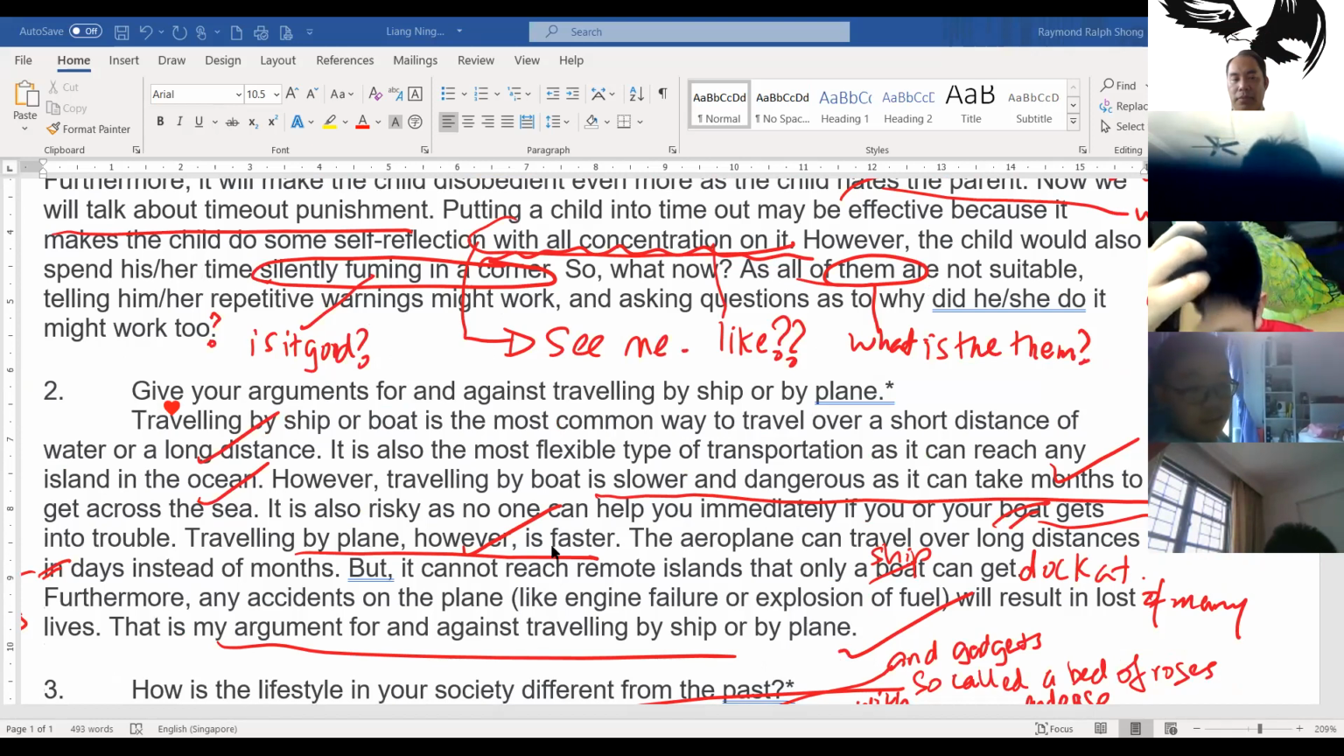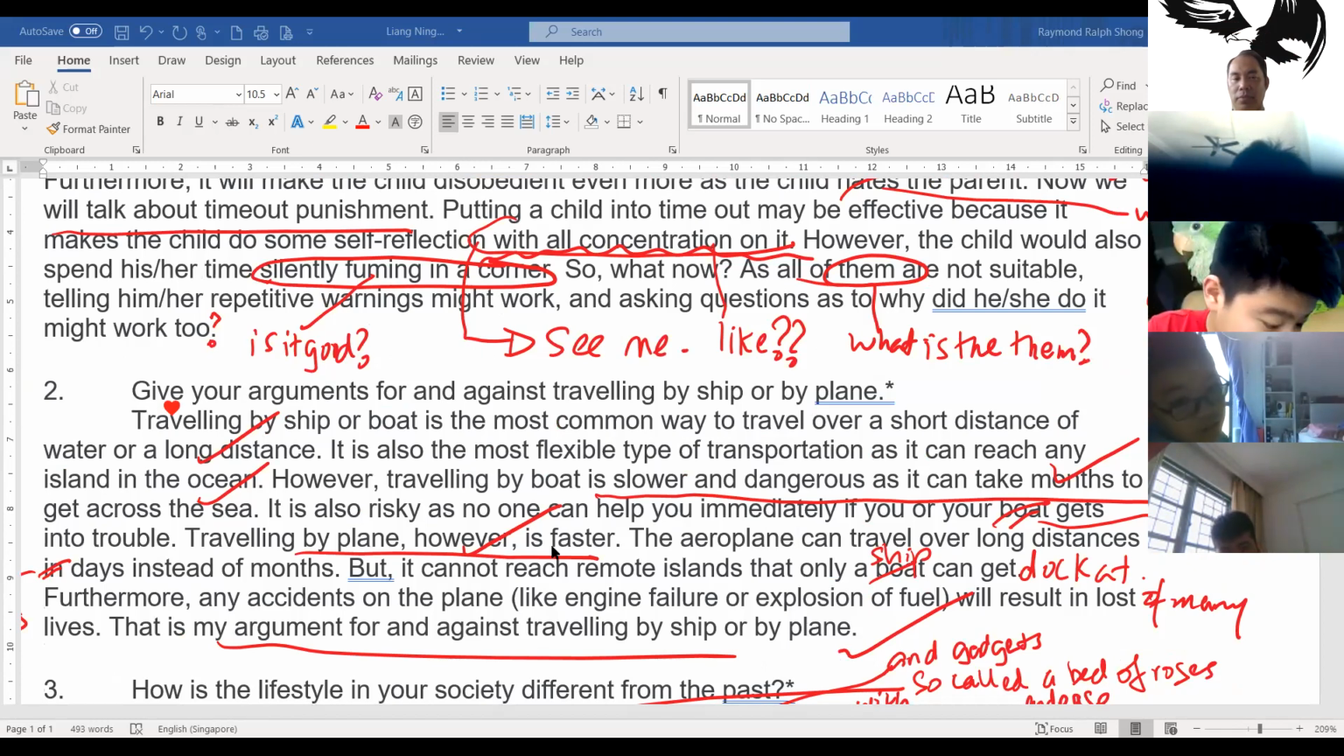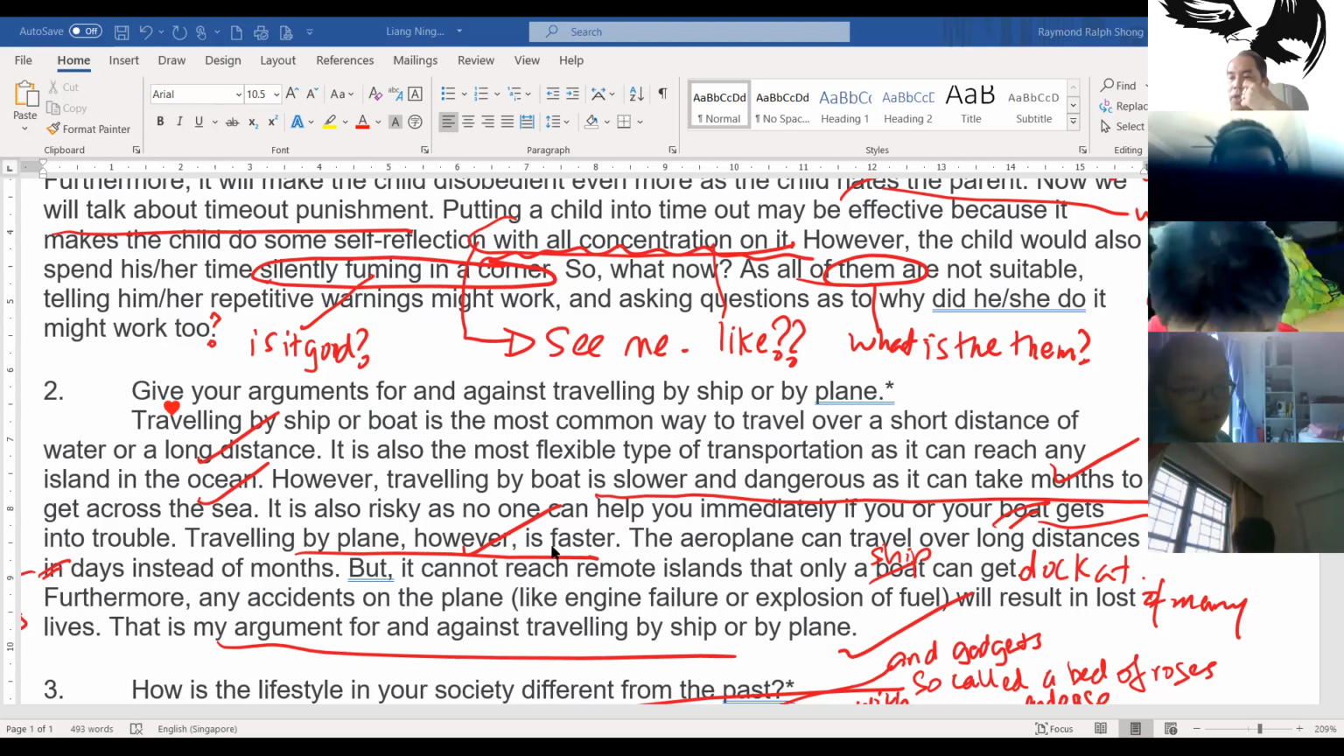Traveling by ship or boat is the most common way to travel over a short distance or a long distance of water. Do I need to put in the "of water"? Sure. I'm traveling over a long distance in water, or sorry, this one is not "of", "in". Do I need to put "of"? No. Okay. It is also the most flexible type of transportation as you can reach any island in the ocean. I like that.